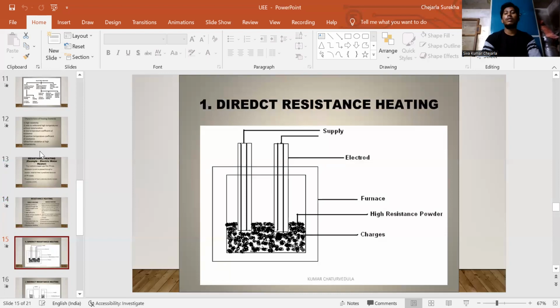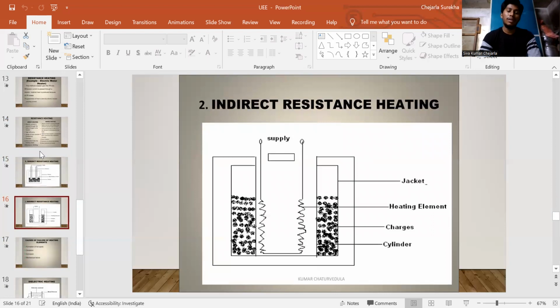And the direct resistance heating figure is shown. The charge is placed below and the furnace is surrounding it, and the supply is given to the electrodes. In indirect heating, it looks like a U shape, and the supply is given between them, with the charge, the heating element, and the cylinder.